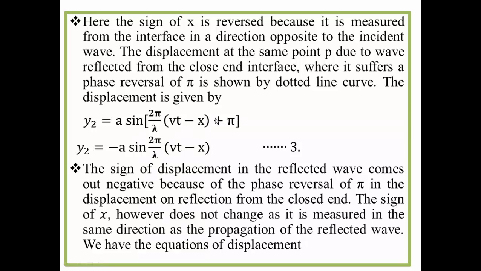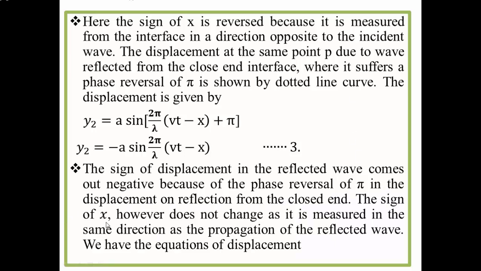So we take this plus pi, y2 is equal to, a totally reversible, so minus A sin twice pi by lambda into (Vt minus x). This is equation number 3. The sign of the displacement in the reflected wave comes out negative because of the phase reversal of pi in the displacement on reflection from the closed end.